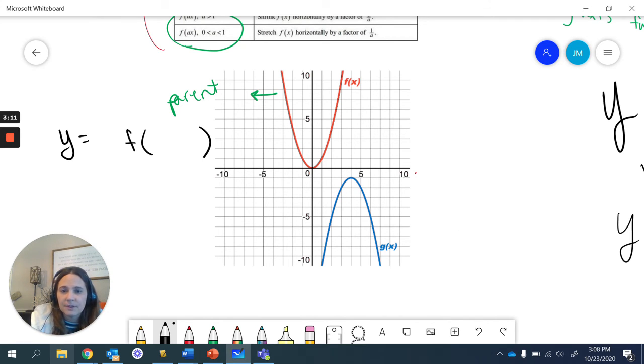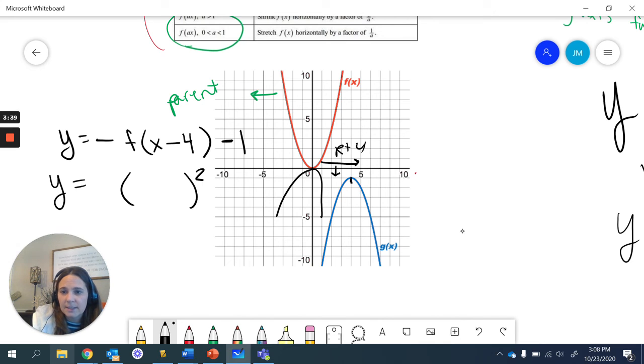So first of all, I notice that it's a reflection over the x, so we're going to put a negative on the outside. We're also shifting to the right. Looks like we're going to the right 4 right here. So to the right means we're going to do the opposite symbol. So to the right 4 means a negative symbol. And then we're going to go down 1. So that's the function notation, but we know that's a quadratic. So the quadratic means we square. Our rule is to square it. So it's x minus 4 squared, and you still have the negative.